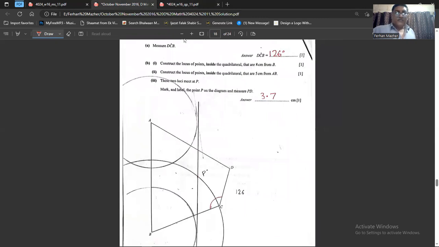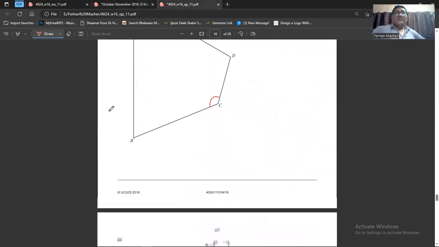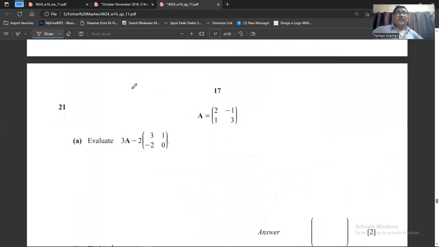So let me reduce the size so you can see the whole thing together. So this is the whole of the question. Hopefully you understand how this will be done. We are going to the next question, and that is question number 21.